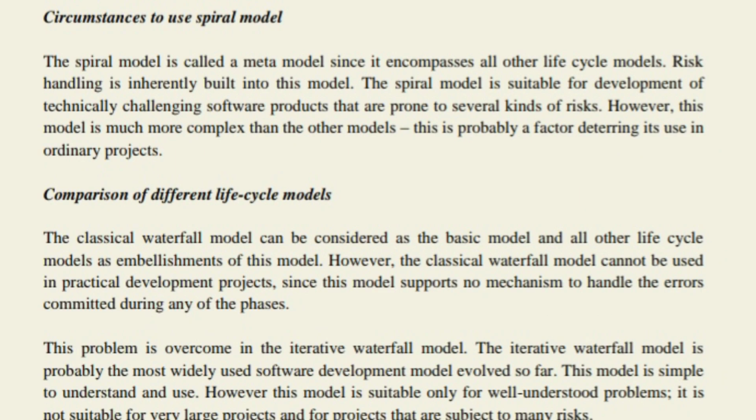Circumstances to use the spiral model. The spiral model is called a meta model since it encompasses all other life cycle models. Risk handling is inherently built into this model. The spiral model is suitable for development of technically challenging software products that are prone to several kinds of risk. However, this model is much more complex than the other models. This is probably a factor that restricts its use in ordinary projects.